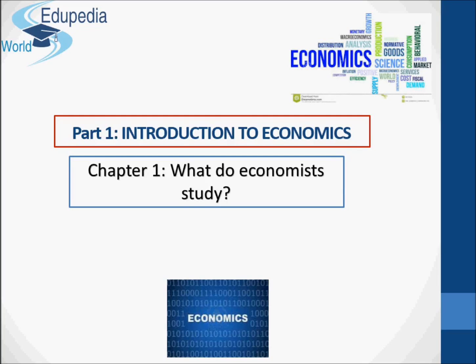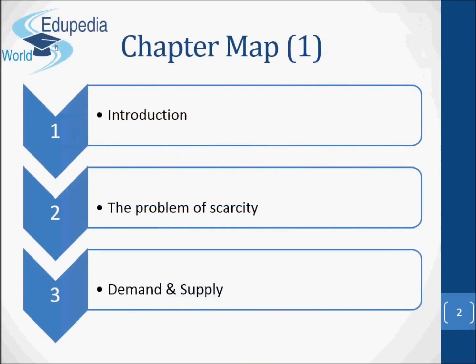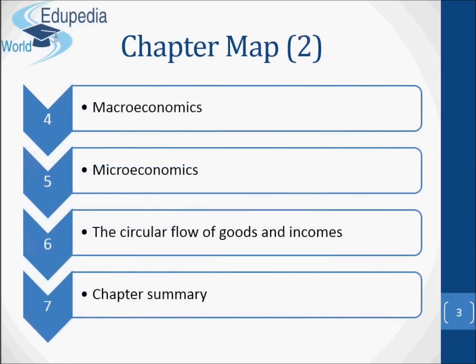In this chapter, we will attempt to answer this question: what do economists study? So, we will see how the subject is divided up, and in particular, we will start with an introduction, then we will define scarcity, demand, and supply. After that, we will distinguish between the two major branches of economics, which are macroeconomics and microeconomics. Finally, we will see the circular flow of goods and services.